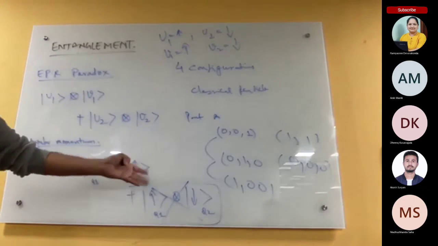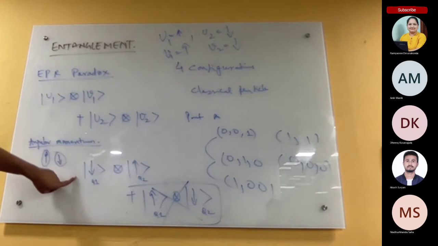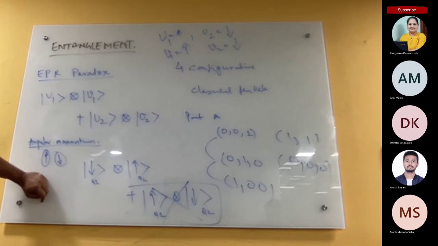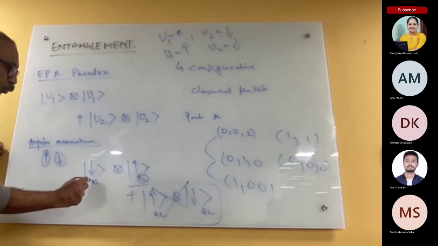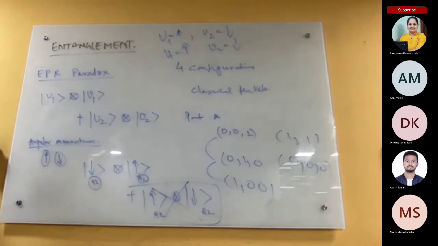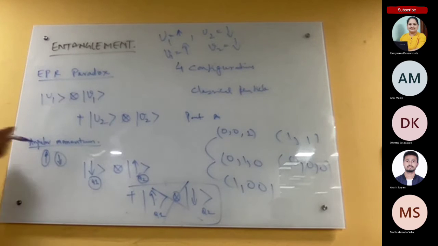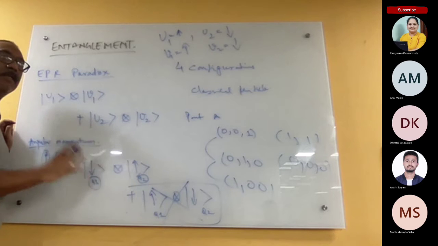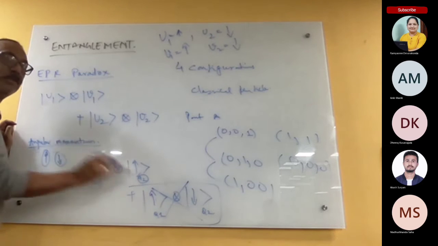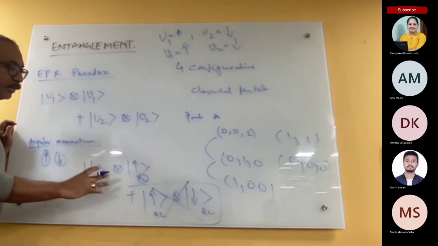Because here there is no up in Q2. So it means the answer has to be this, and this has to be down. As soon as you measure Q2, instantaneously Q1 has to be measured. Their states are entangled. So this is what entanglement tells you, this is what it mathematically tells you in quantum theory, quantum mechanics.